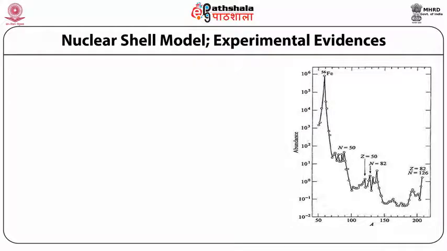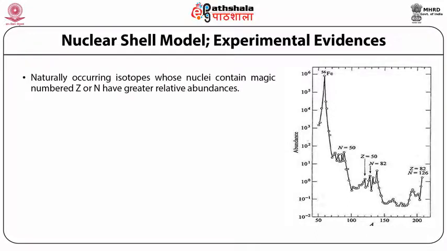On the right hand side, we can see a picture where the isotopic abundance of various nuclei as a function of mass number is given. Here we can see that the curve shows some peaks and some continuous curves. If we notice what the peaks are, we can see that peaks appear for the nuclei in which either Z or N is a magic number, or Z and N both are magic numbers.